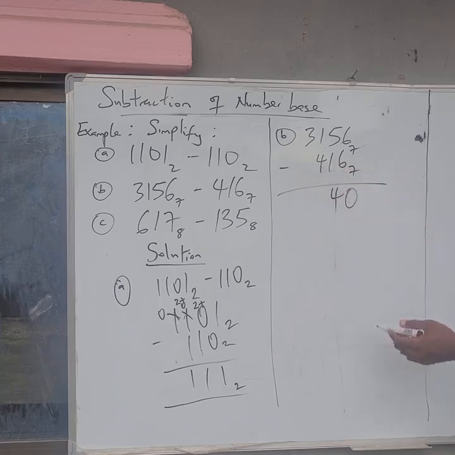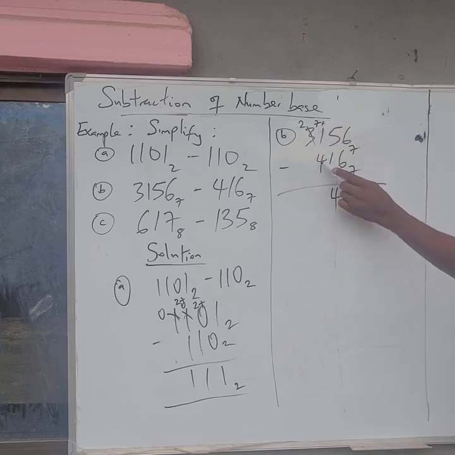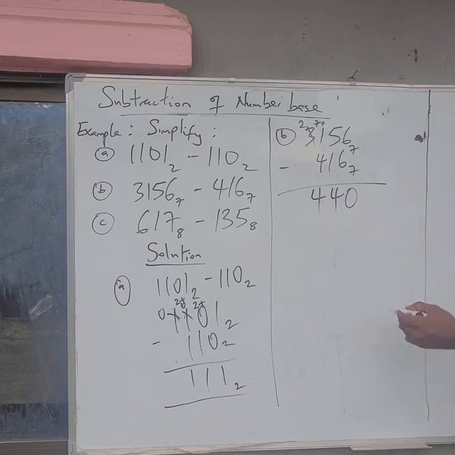1 minus 4. It can't go. You borrow from here. Here will remain 2. Whatever thing you're borrowing, you call it the base you're dealing with, and the base you're dealing with is base 7. So what I borrowed, I will call it 7. 7 plus 1 is 8. 8 minus 4 is 4. So what do I have left here? 2. You bring it down. So this is 2440 in base 7.